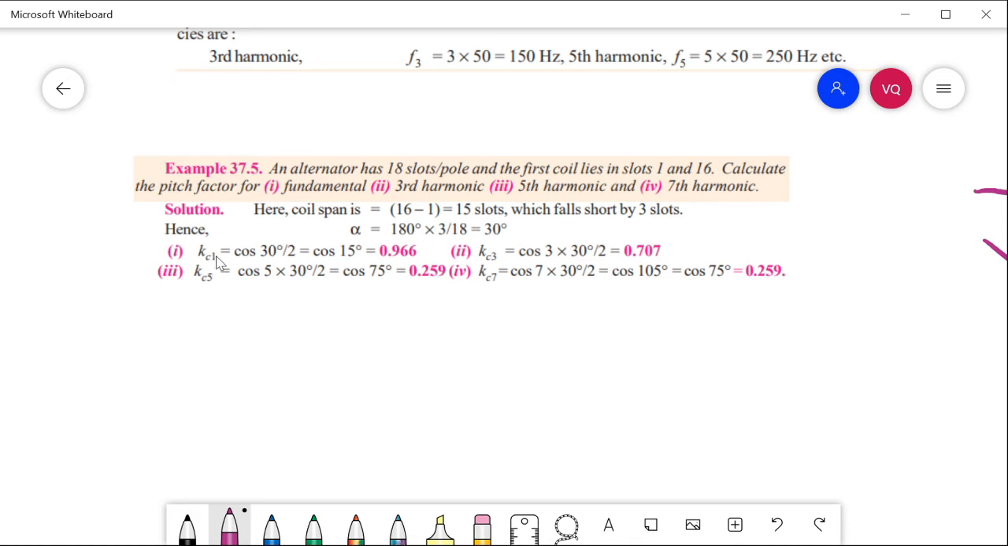Then solving for the fundamental, the short pitch factor is equal to cosine 30 over 2. That is cosine 15 degrees, 0.966. For the third harmonic, we have cosine 3 times 30 over 2. That is 0.707. Short pitch factor at the fifth harmonic is cosine 5 times 30 divided by 2. We have 0.259. At the seventh harmonic, cosine 7 times 30 over 2, that is 0.259.